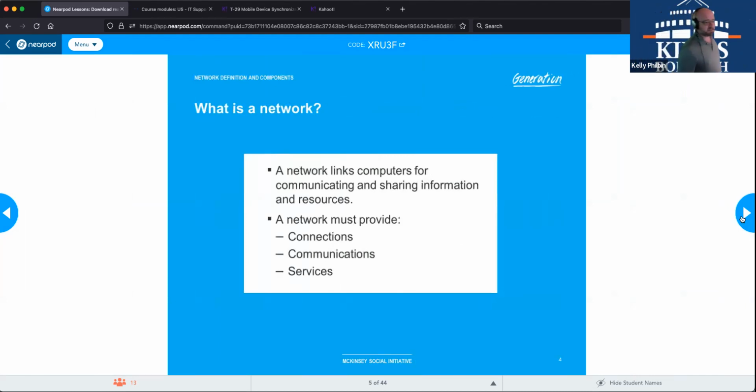So let's start in a basic sense here. What exactly is a network, definitionally? Tomas, can you read that for us, please? A network links computers for communicating and sharing information and resources. A network must provide connections, communications, and services. Very good, thank you. So it's the linking of multiple computers together, could just be two, for the purposes of communicating and sharing information and resources. In a very basic sense, that's all a network is.